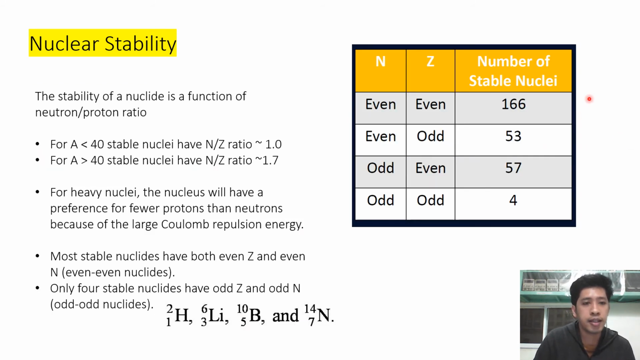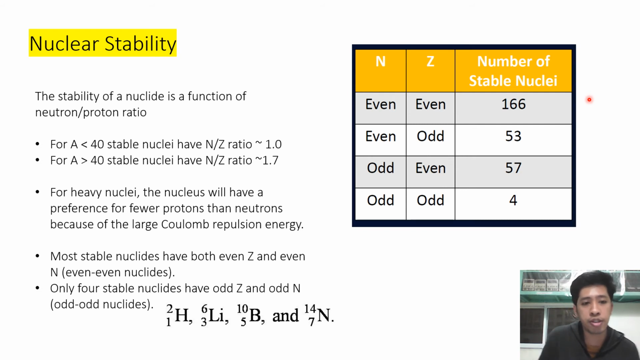Again, nuclear stability is just the stability of your nuclei, which is a function of your neutron to proton ratio. For A less than 40, you have stable nuclei with a ratio of N over Z of around 1, that is, N is equal to Z. And for A greater than 40, you have stable nuclei with a ratio N over Z of around 1.7. For heavy nuclei, the nucleus will have a preference for fewer protons than neutrons because of the large Coulomb repulsion energy. And most stable nuclei have both even Z and even N, or your even nuclei.